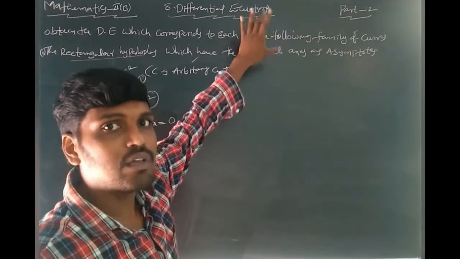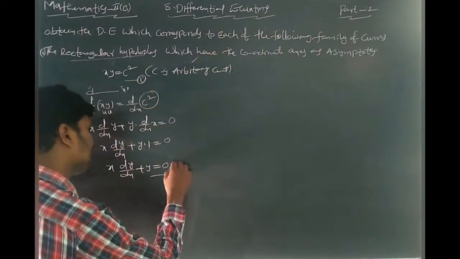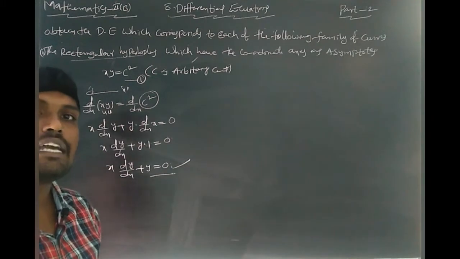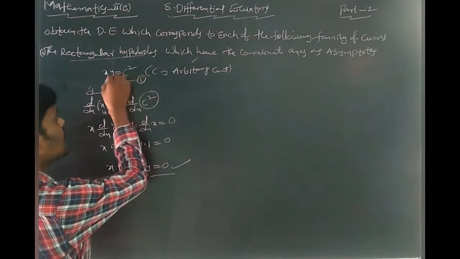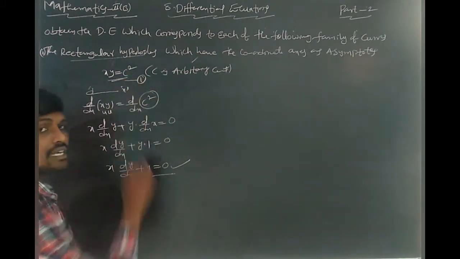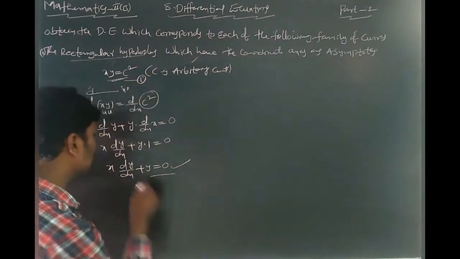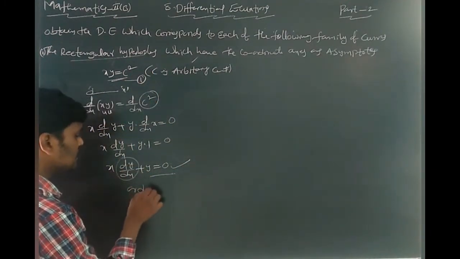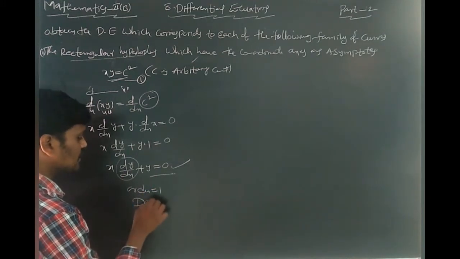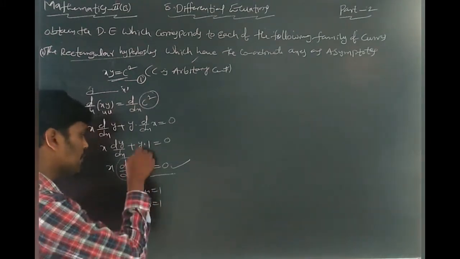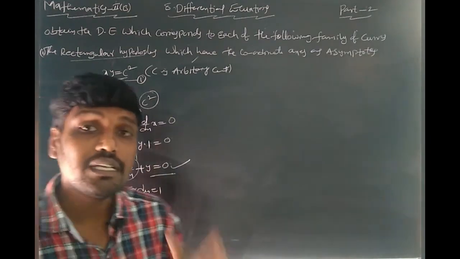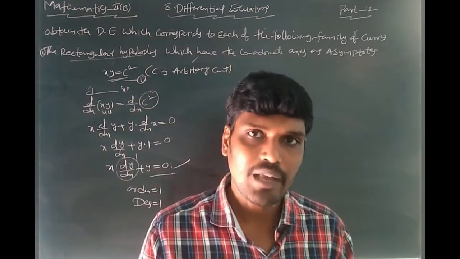The differential equation of the family of curves is what? x into dy by dx plus y equals 0. In this family of curves, the arbitrary constant C can be eliminated, and you only need to differentiate one time. What is the order of this one? The order is 1, and the degree is also 1. In this way you can find the differential equation of a family of curves.